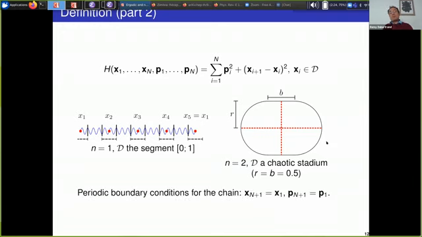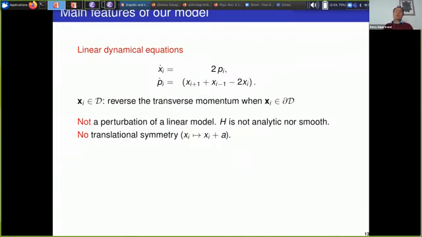In order to make the problem well defined, I need to have a boundary condition for the dynamics on the chain. I don't think they would be relevant for large n, but in our work, we decided to take periodic boundary condition.